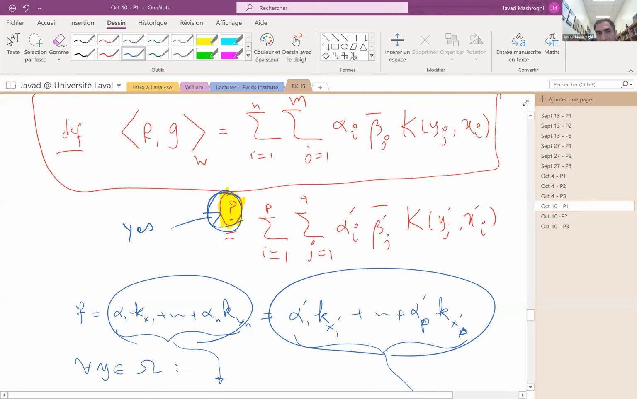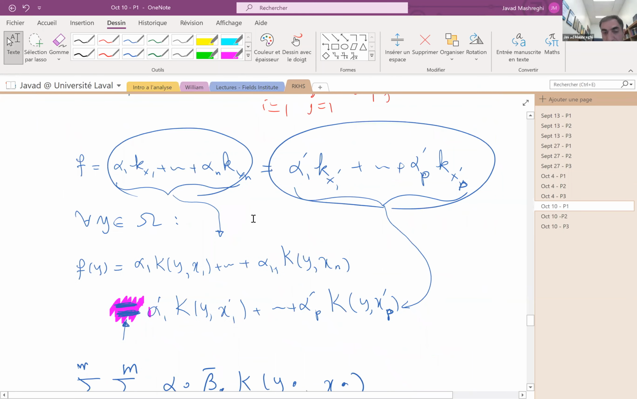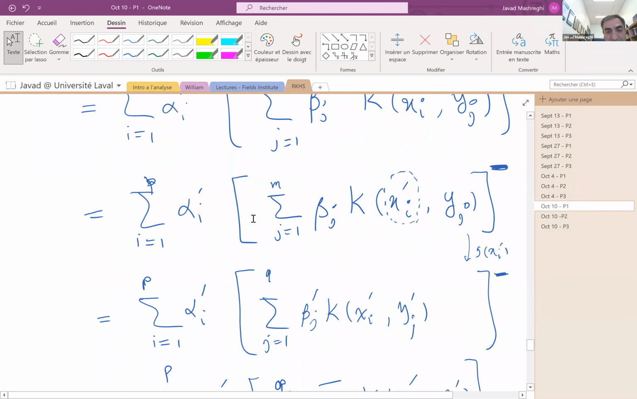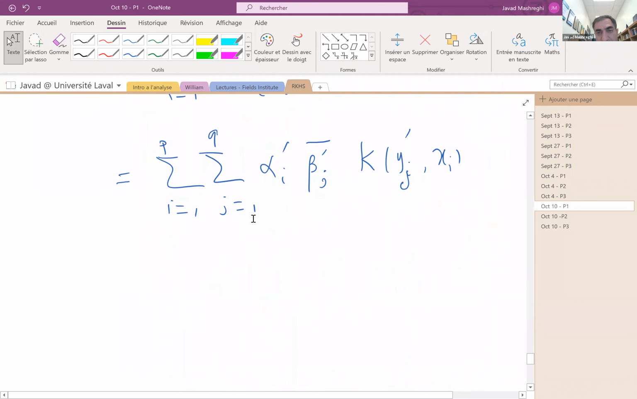And that is why my definition is a good definition. It doesn't matter which representation you use, either for f or for g. At the end of the day, when you do this summation, you obtain the same number. So the inner product of f with g in W is well defined. Point. This part, as I said, is the most important part of the proof of the Moore theorem.